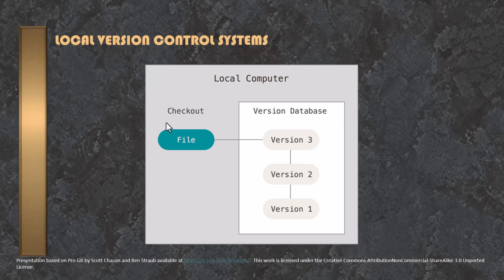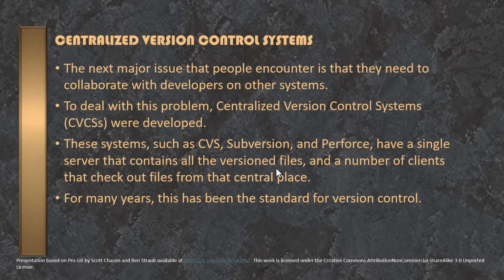And so it might look like this. You have a version database, and it's got the different versions of the file, and you check out the one you want and work on it. And when you check it back in, it saves a new version. Another form of version control, which was an adaptation of that, is called centralized version control systems.